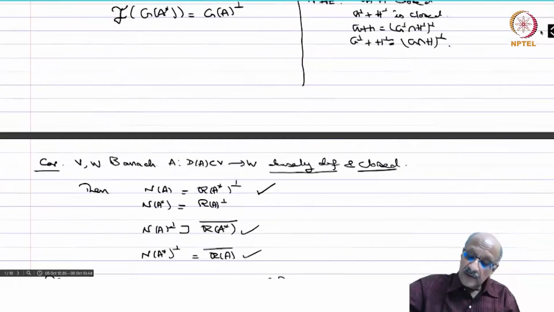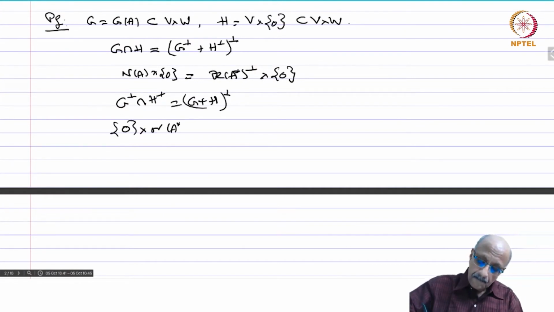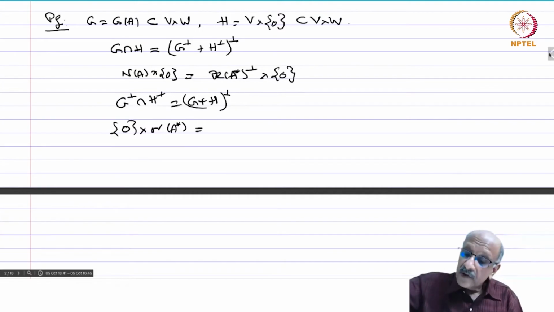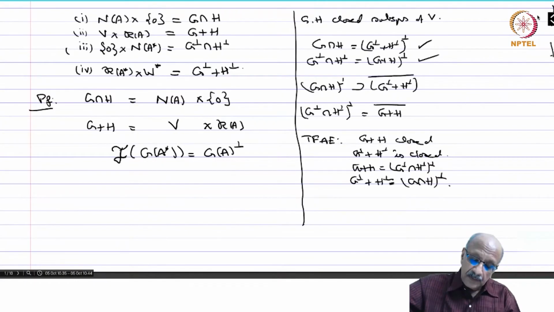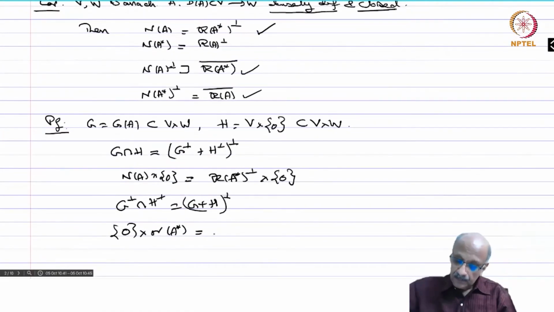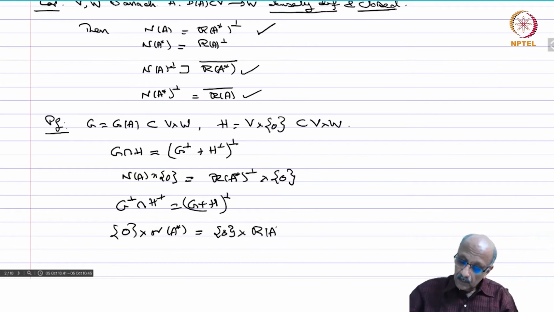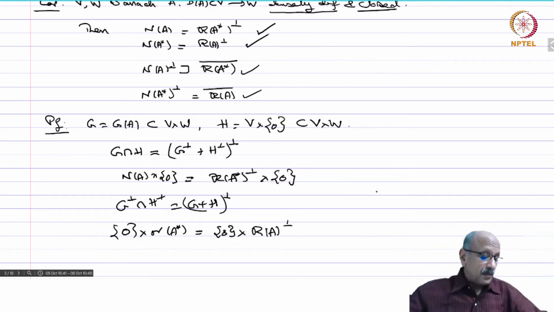That is 0 cross N of A star, which equals G plus H perp. G plus H is V cross range of A, so the perp of it will be 0 cross range of A perp. And therefore you have N of A star equals range of A perp. That proves the second part of the proposition. Okay.